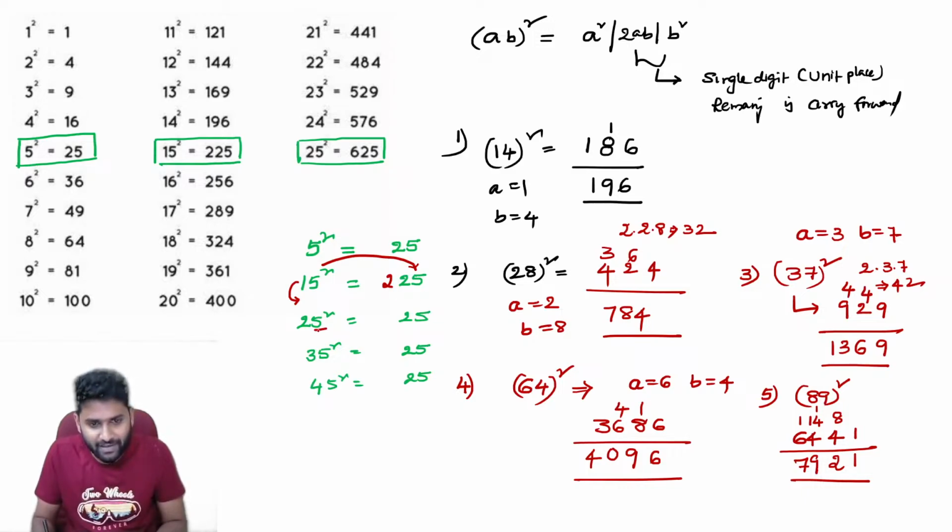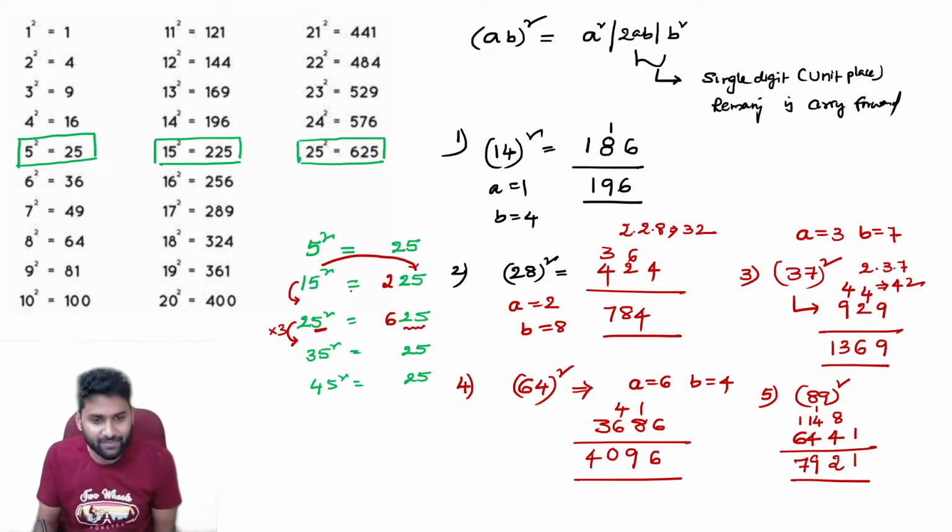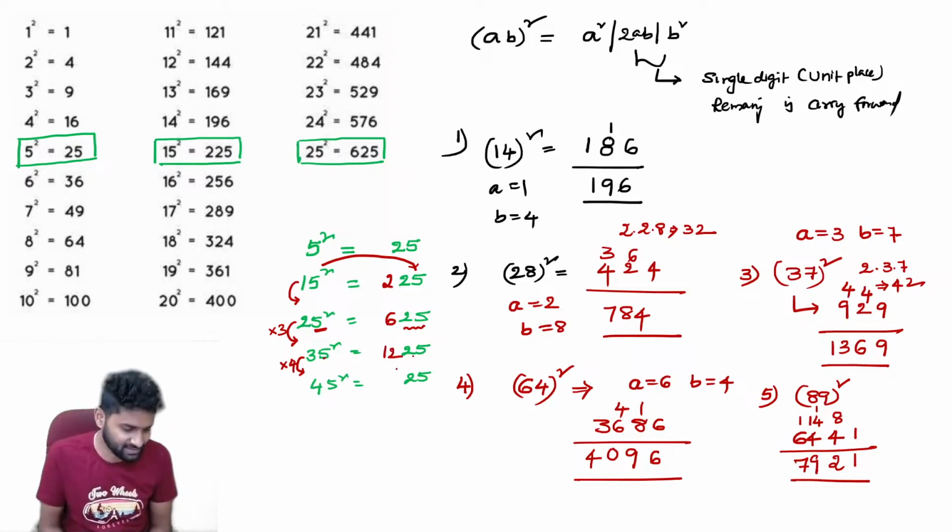Same here, 25 square: last two digits are 25. So just consider the next number of 2. The next number of 2 is 3. 2 threes are 6. Now your answer is 625. Same way, 35 square. 5 square is equal to 25. 3, next number is 4. 3 fours are 12. Here 1225 is the correct answer.